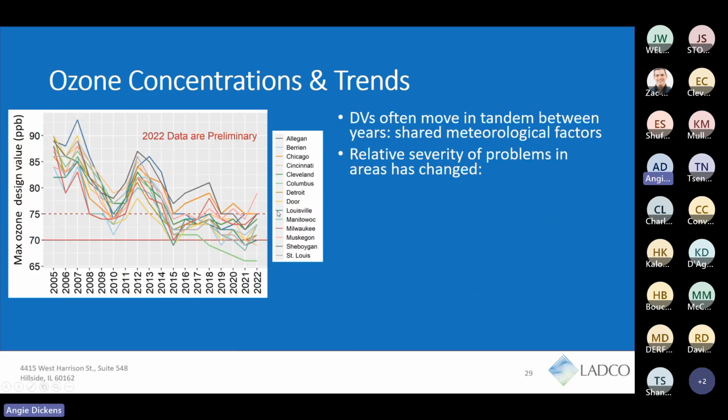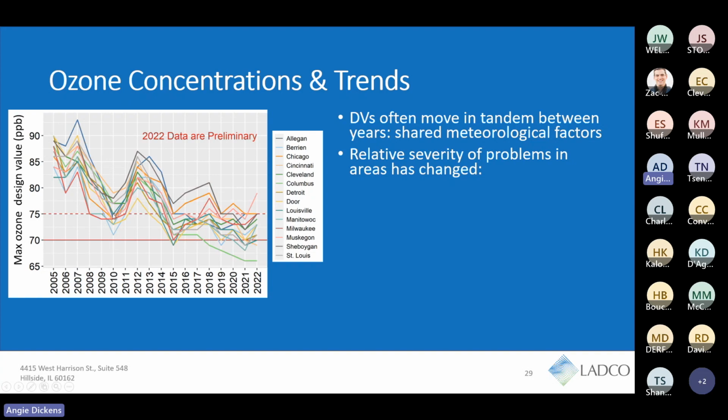Another way of looking at this is by looking at the controlling monitors. In other words, the highest value in each non-attainment area. And that's what's plotted here, the maximum ozone design value within a non-attainment area, shown by color. It's very messy, but I'm going to point out two things. First is that the design values often move in concert, kind of in tandem. And that's because, for example, 2012 was hot everywhere. So we had high ozone in 2012 across the entire region.